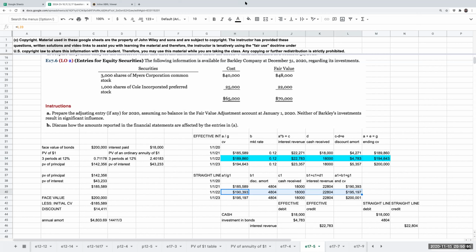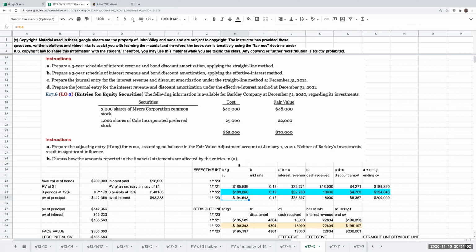And let's try to highlight this one too. Okay, so entries for equity securities. The following information is available for Barclay Company at December 31st, 2020 regarding its investments. Prepare the adjusting entry, if any, for 2020, assuming that no fair value adjustment account as of January 1st. Neither of Barclay's investments result in significant influence. That's important to know because of the equity method of accounting. So as we go through and look over here, we're going to group these together because they're kind of common types of investments. So the fair value is $5,000 higher.